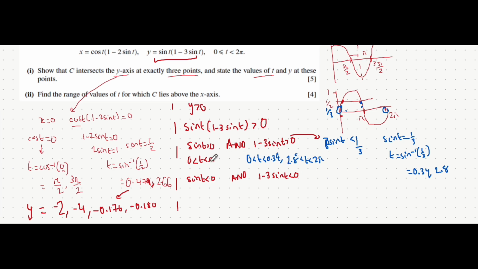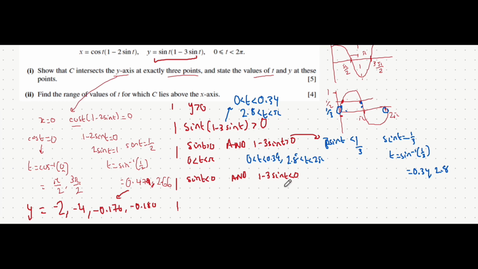Now, what part of the inequality satisfies both of these? Because we want both to be true for values of t. Well, when t is in between 0 and 0.34, that satisfies both of these. So that's the set of answers when t is between 0 and 0.34. Also, when t is in between 2.8 and pi, that satisfies both of these inequalities. So that's another inequality you can put for your answer.